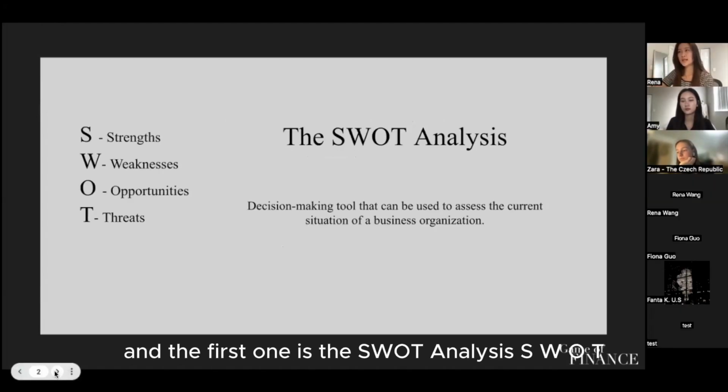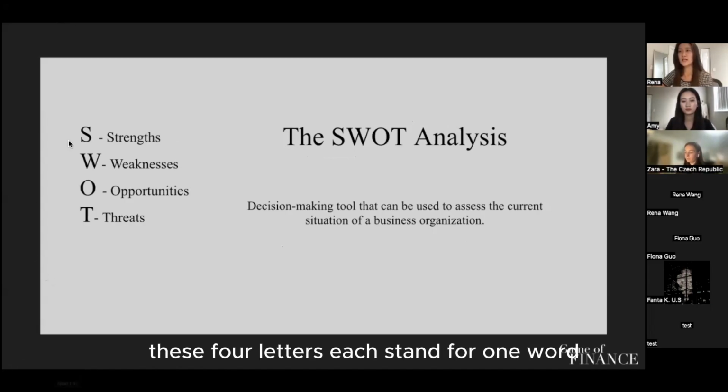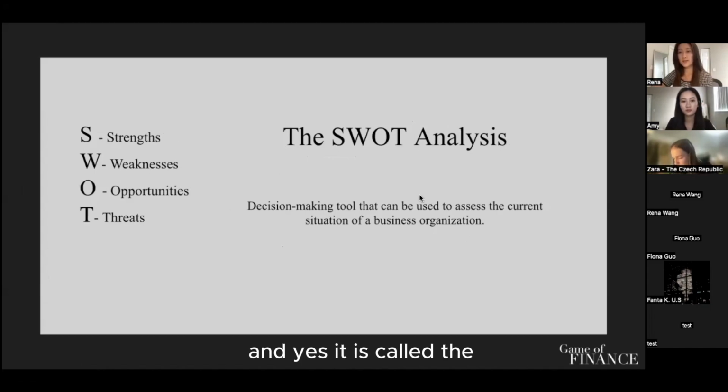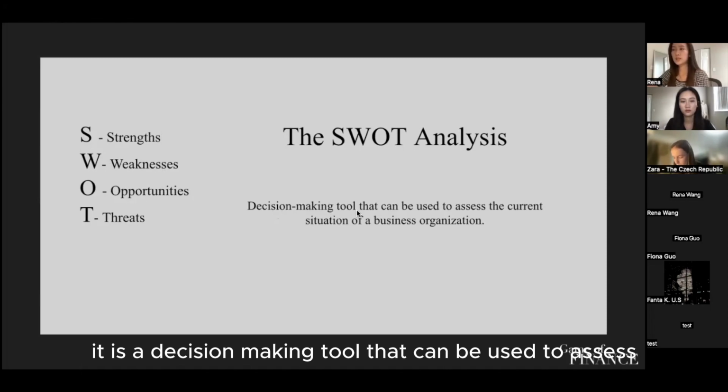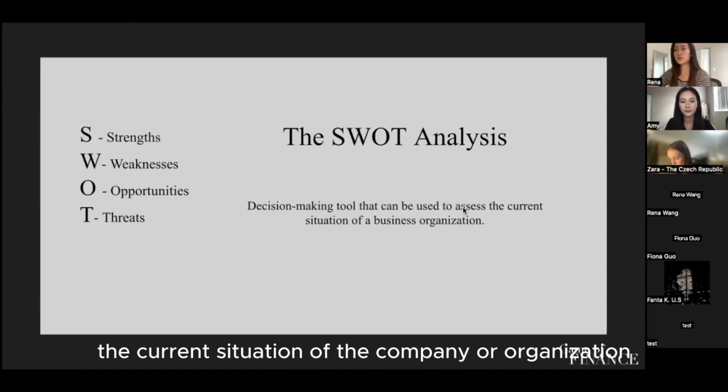And the first one is the SWOT analysis. These four letters each stand for one word. And yes, it is called the SWOT analysis. So S stands for strengths, W stands for weaknesses, O stands for opportunities, T stands for threats. And what is this SWOT analysis used for? It is a decision-making tool that can be used to assess the current situation of the company or organization.